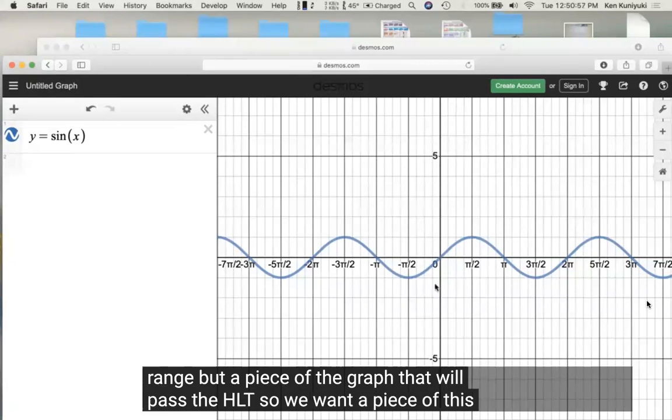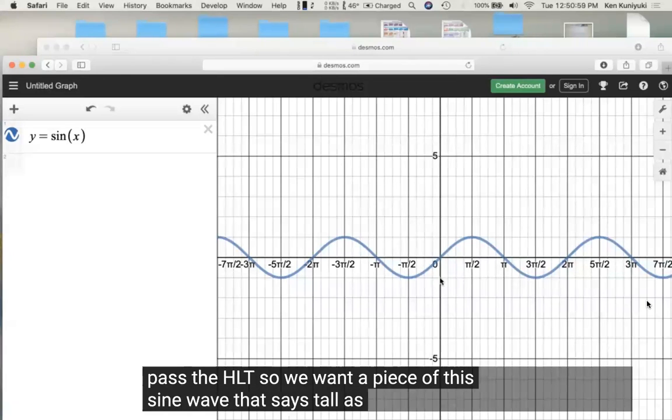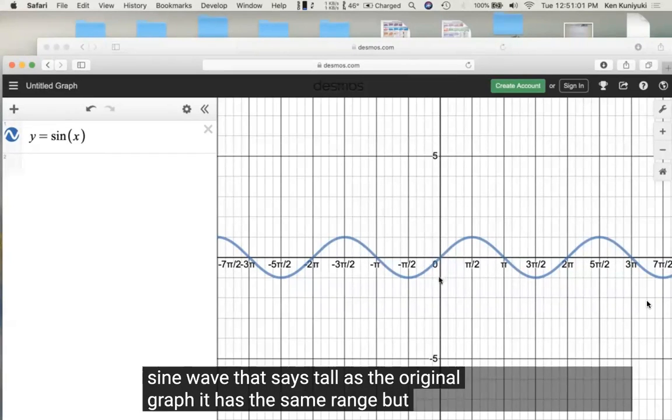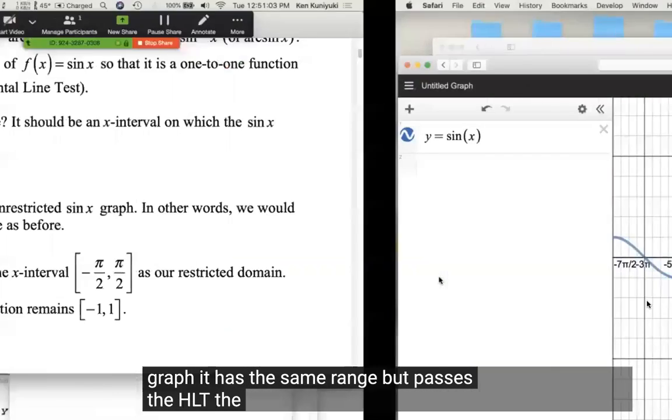So we want a piece of this sine wave that's as tall as the original graph, it has the same range, but passes the HLT, the horizontal line test.